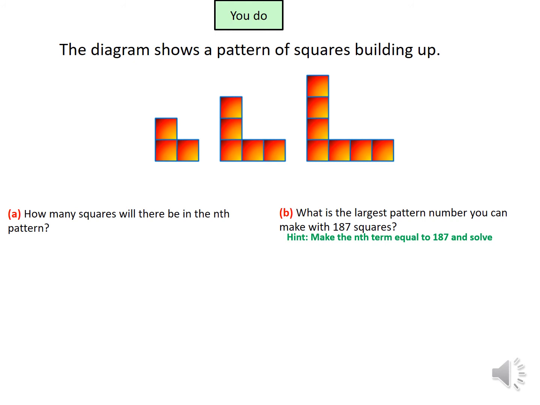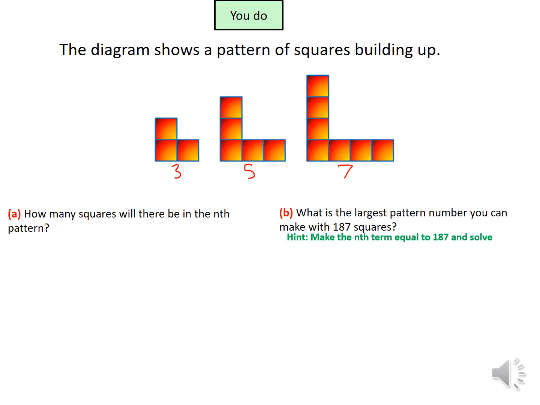Okay, to work out how to do this question, again what we need to do is count how many squares there are in each of these patterns. So if you look at the first pattern, it has 3 squares. If you look at the next pattern, it has 5 squares. And then if you look at the final one, this one has 7 squares.